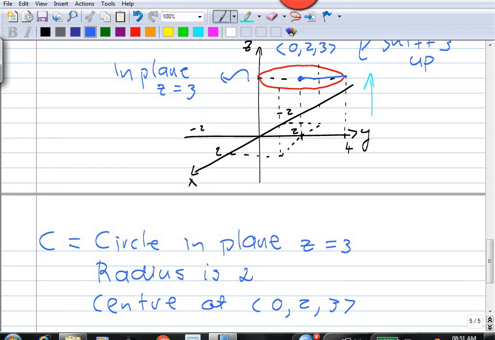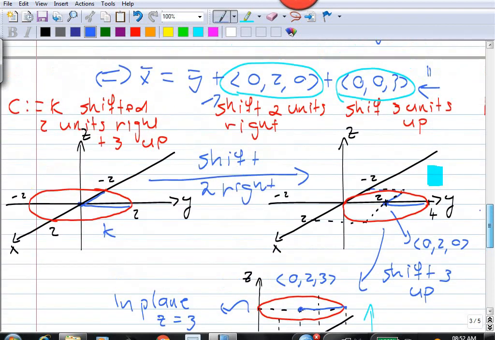So notice that we went from just knowing the circle in the plane with center at the origin, and then we noticed that all we're doing is moving it 0, 2, 0, so 2 units to the right, and then 0, 0, 3, 3 units up. Okay, and this idea can be applied in more general situations, not just to circles. So if you have a familiar curve, and you have a new curve that you can write as that curve plus some constant vectors, then you can draw a sketch of the new curve by simply shifting the sketch of the old curve.